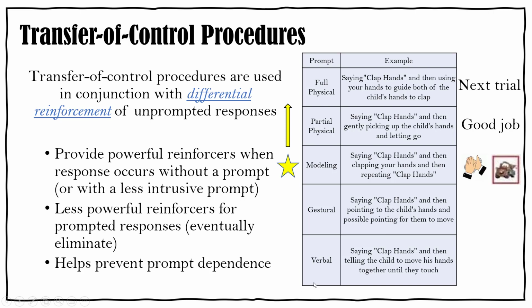If the kid is all the way down here and he's starting to respond independently, you want to give super powerful reinforcers for an independent response, less reinforcement for a prompted one, or even no reinforcement for a prompted one. And this helps with prompt dependence because they learn, hey, I can respond independently and get something that I really, really want. So it increases the likelihood that they will engage in those independent responses, which is what you want.